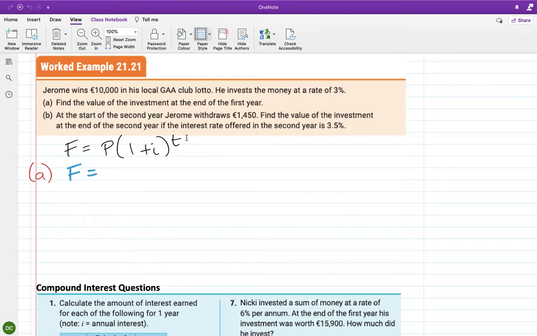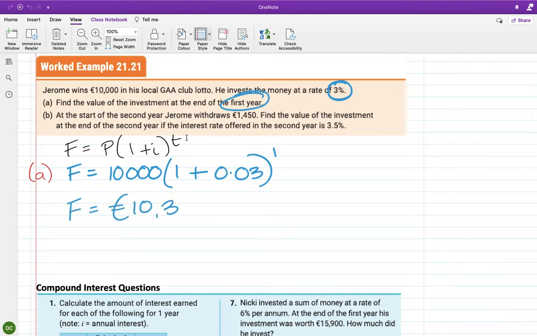P is the money he invests, which is €10,000, because that's what he won in the lotto. 1 stays as 1, plus is fine. The I is here, but it needs to go as a decimal, so 0.03. And then the number of years, it's just after the first year, so that's just going to be to the power of 1. So again, type it into your calculator, and we get, at the end of the first year, his money is worth €10,300.